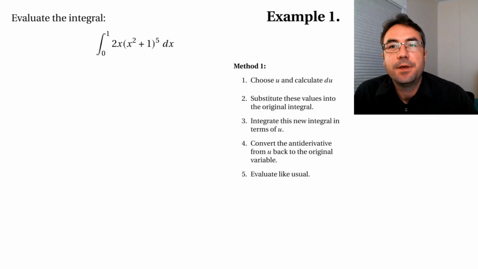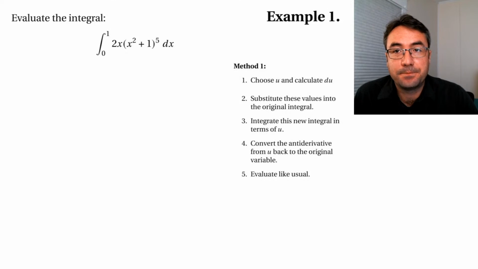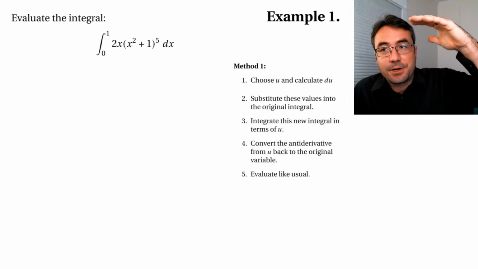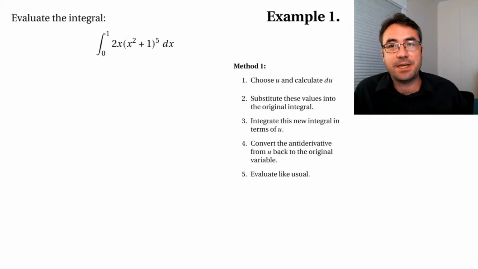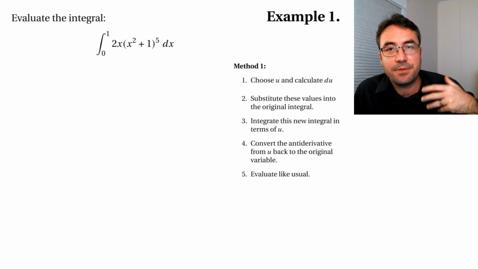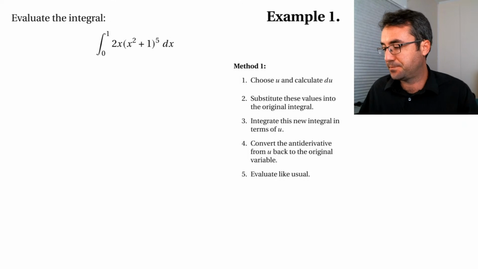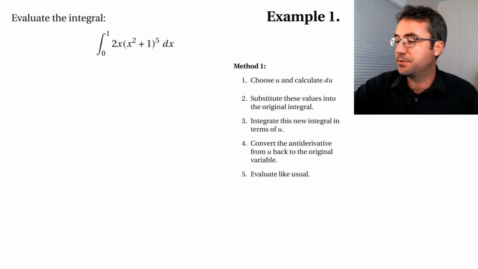So let's do the definite integral now, from 0 to 1 of 2x times x squared plus 1 raised to the power 5. And so we're going to do this using method 1. So basically, we're going to go through the substitution rule just as how we were doing it. And then once we have our antiderivative, then we'll evaluate. So let's see how this would look.